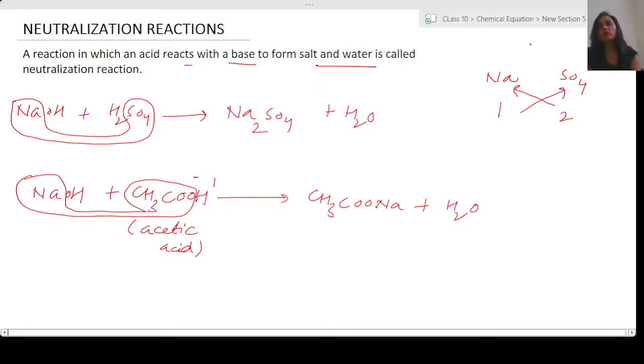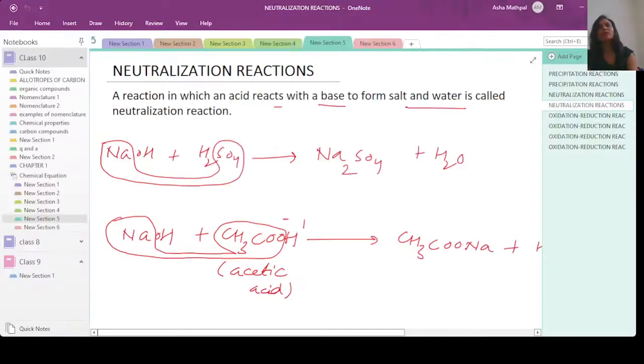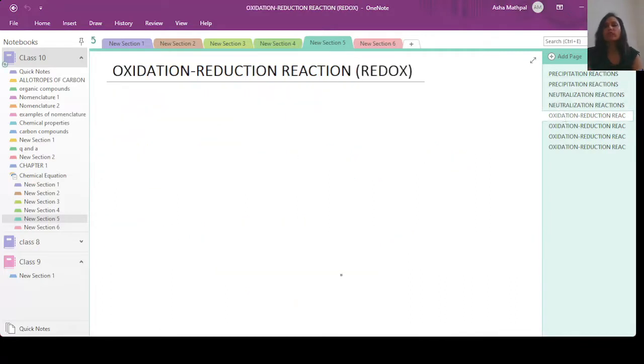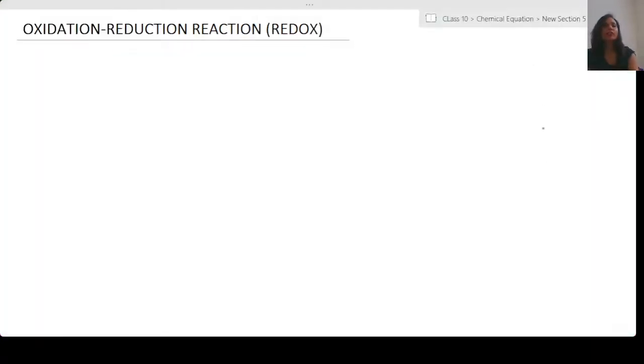Now let us move towards the next topic, which is reduction oxidation reactions, or in short, they are also called redox reactions. Now what are oxidation reduction reactions? See, oxidation means adding of O2.